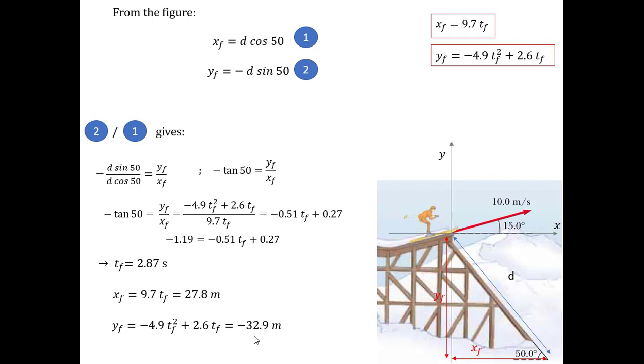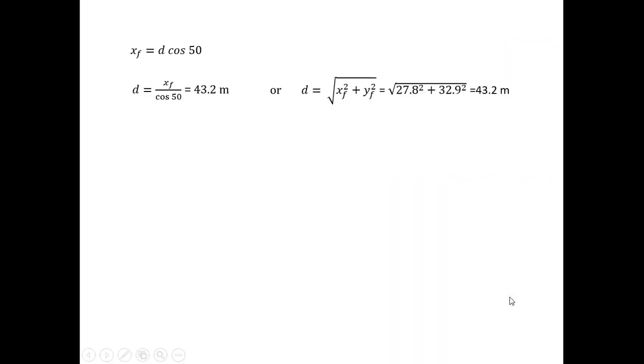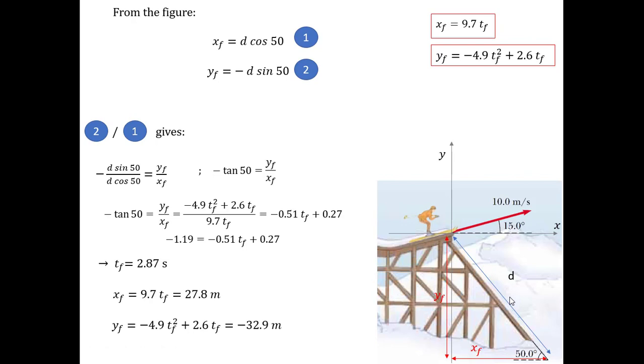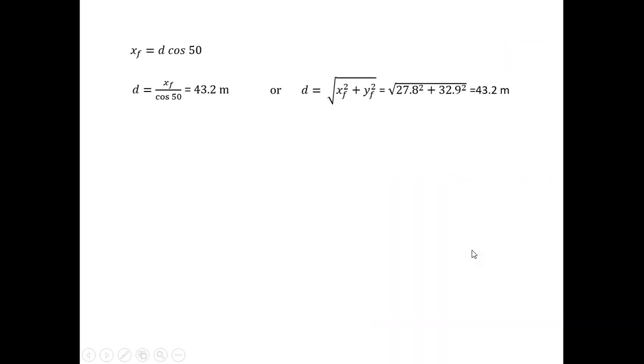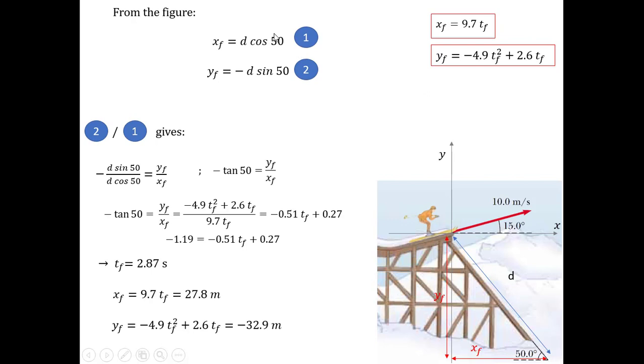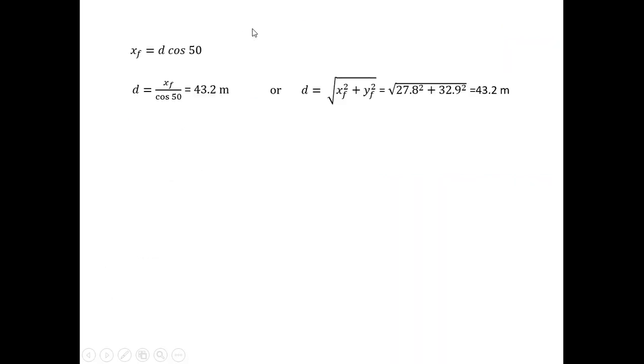In question A we are asked to find the distance. We haven't finished yet. We are asked to find the distance D. We know that xf is equal to D cosine 50, which is here. I put xf with its value and I obtain the distance D. Okay, so it's 43.2 meters.